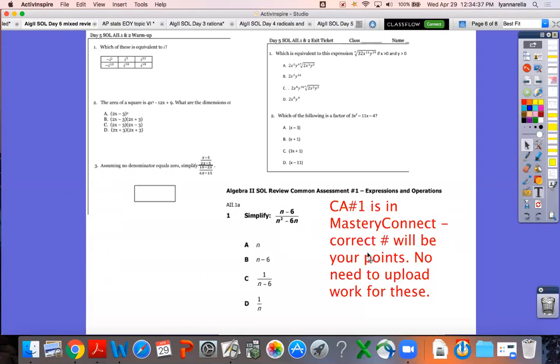Remember, I'm no longer doing quiz and test points. It's all straight points. So every question that you answer will be a point. And you need a 63.5% correct to pass this marking period.